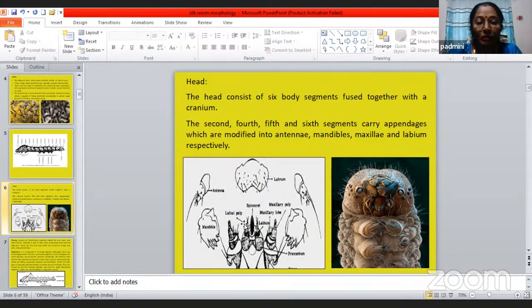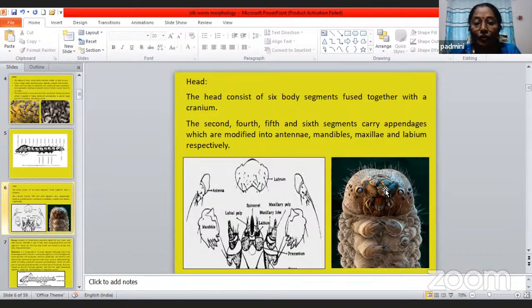That small extension over there is the labial palp. And this, the center one, is a spinneret through which the larva spins the cocoon. That is, the silk gland secretes the silk around to form the cocoon over there. So that is a spinneret over there.